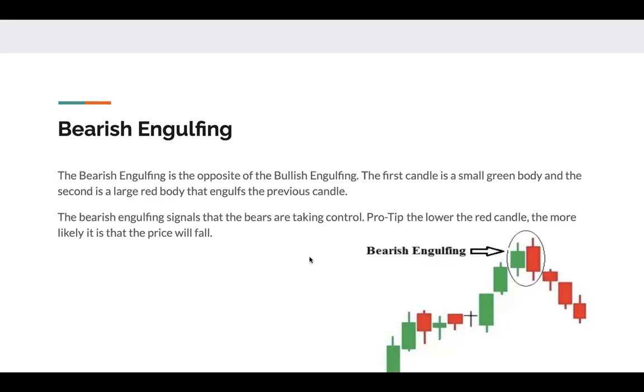A falling wedge is falling into support, and then it bounces off support and breaks out of the wedge to the upside. A rising wedge, price is going to resistance, and then it breaks down from resistance. All these chart patterns, it's the same way with candlestick patterns. You want to have it at a level.